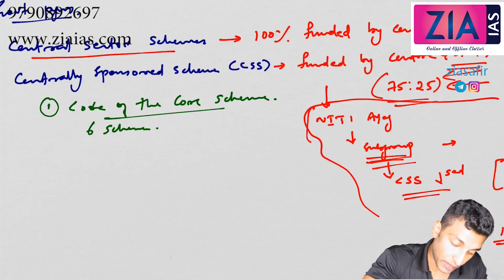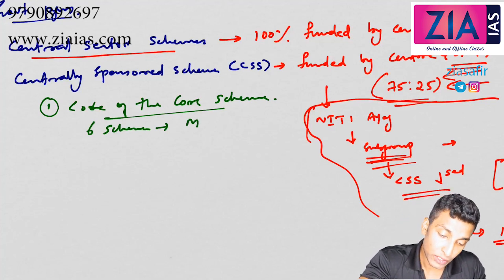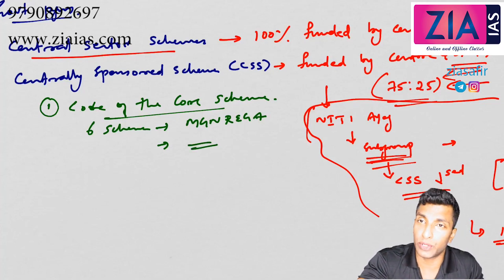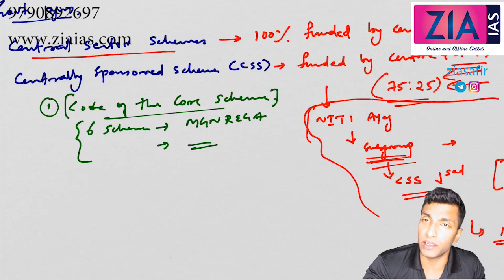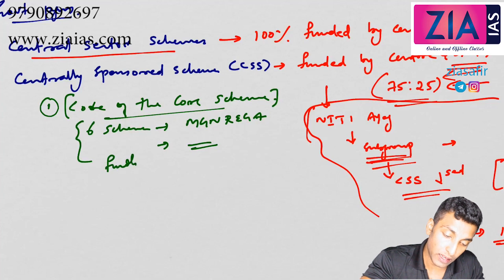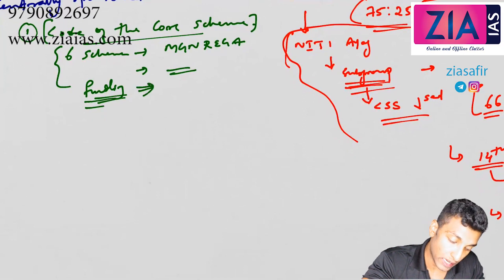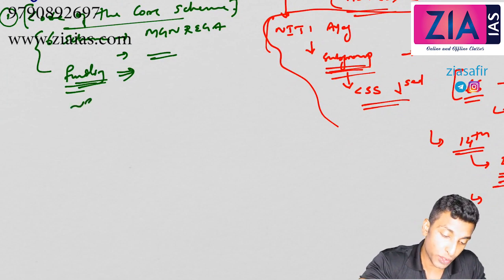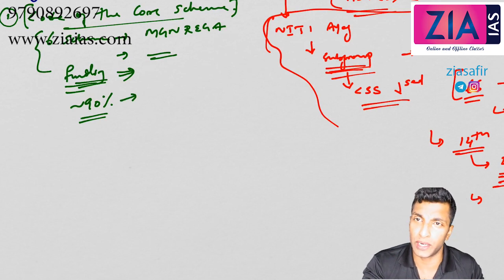Six schemes will come, like MGNREGA, a very important scheme, which will be a part of core of the core, then the old age pension scheme. All these will come here. So 6 schemes are there under core of the core. Now there is no change in funding pattern here. The center will take care of this. In MGNREGA, close to 90% is funded by the center. Why? I'll discuss MGNREGA so that you will understand it in detail.